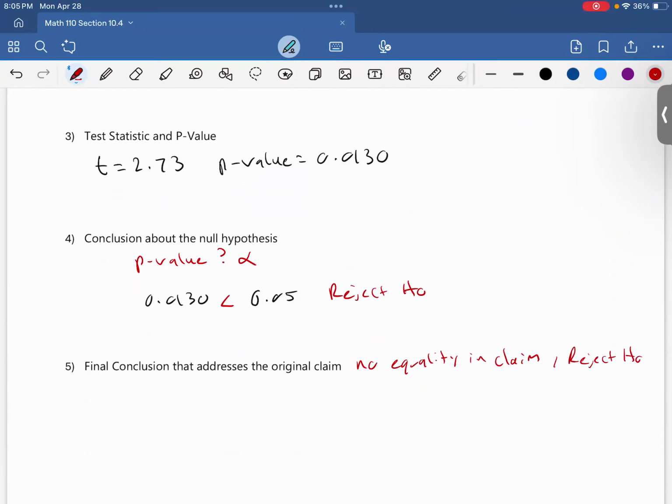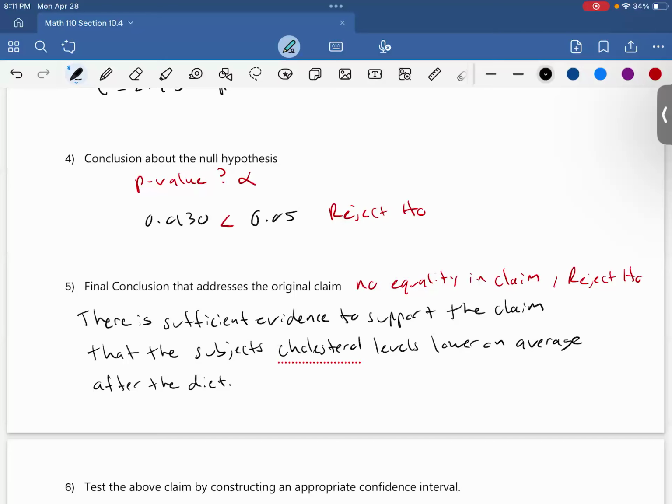So pull out your conclusion table and try to write a conclusion. I'll pause the video and you can compare what you got to what I wrote. Okay, welcome back. So hopefully you have the same conclusion that there is sufficient evidence to support the claim that the subjects' cholesterol levels are lower on average after the diet. Okay, so this is what our hypothesis test is telling us.